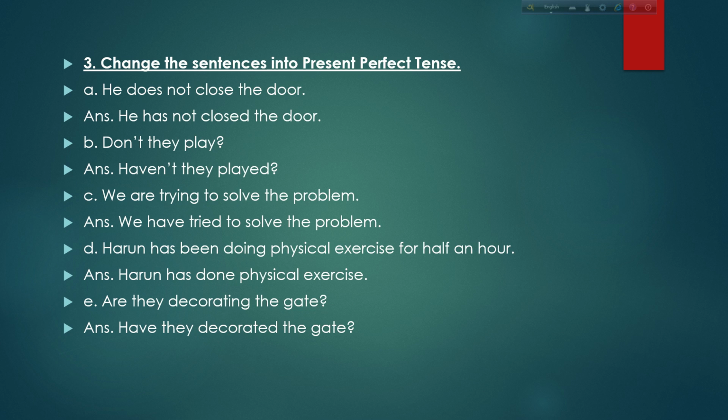Number 3, change the sentences into present perfect tense. He does not close the door. He has not closed the door. Don't they play? Haven't they played? We are trying to solve the problem. We have tried to solve the problem. Harun has been doing physical exercise for half an hour. Harun has done physical exercise. Are they decorating the gate? Have they decorated the gate?